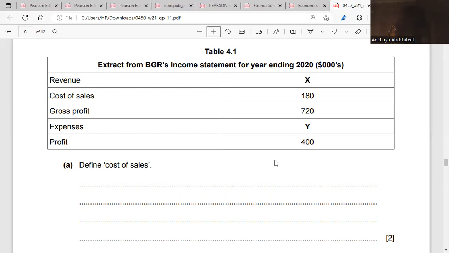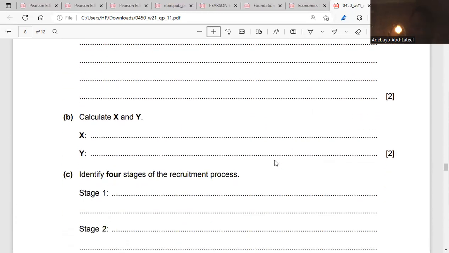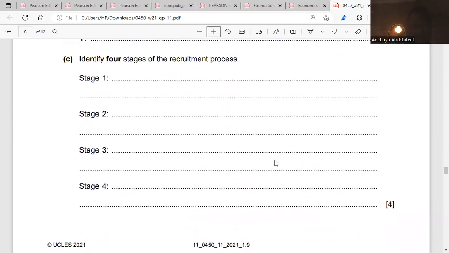Then we go on to Y, which is expenses. For expenses, we can get our net profit. Net profit is the same as profit for the year or profit. So profit for the year is gross profit minus expenses. So if net profit is gross profit minus expenses, then expenses will be gross profit minus net profit. So gross profit is 720, net profit is 400. That's 320,000. Is it clear? Very clear. C.